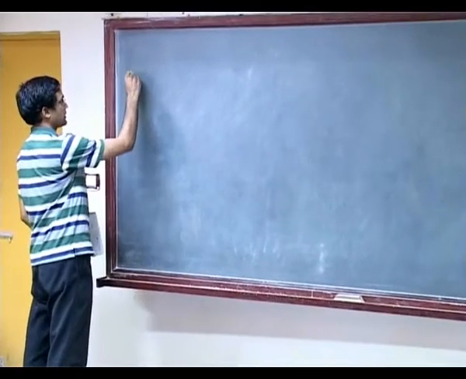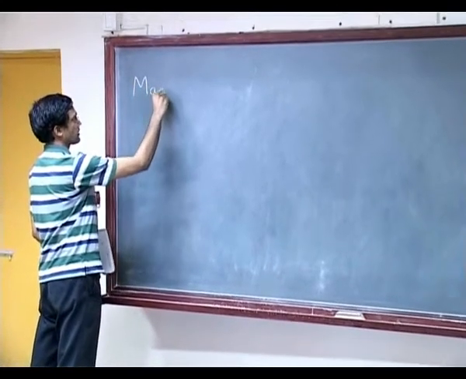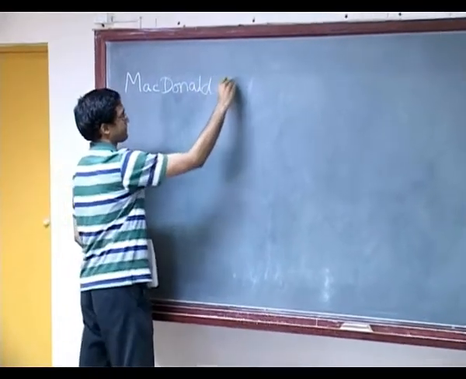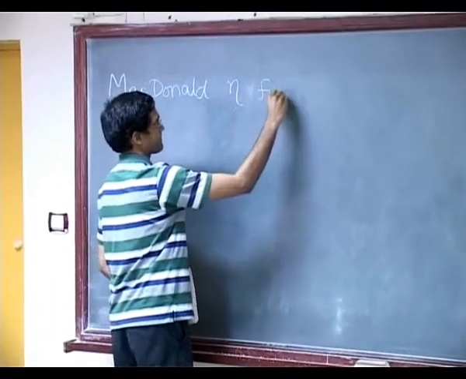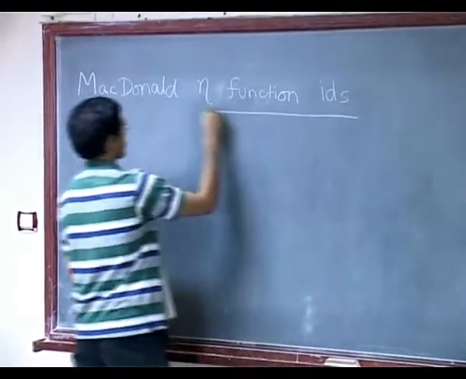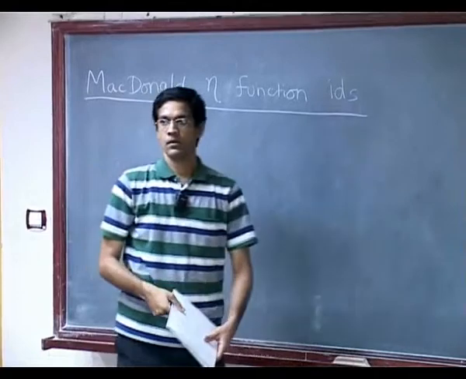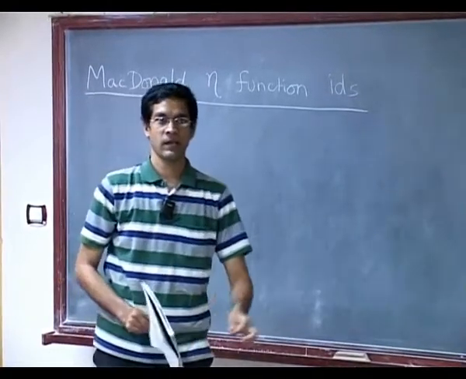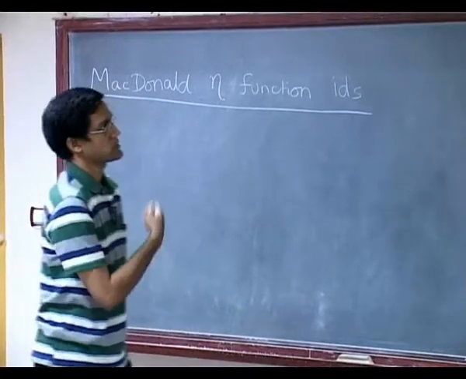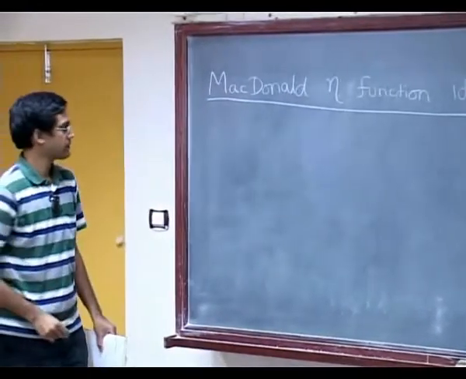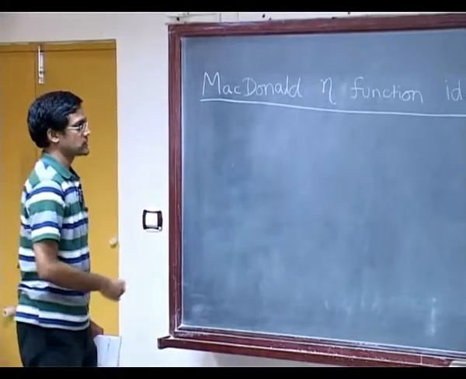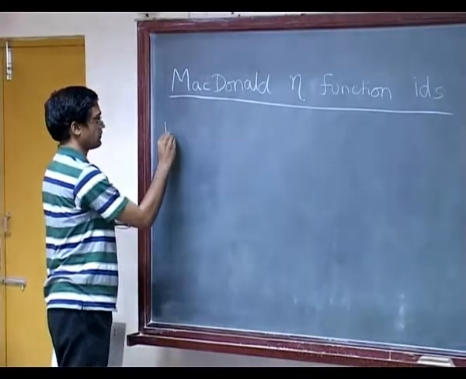So, I am going to try and get to the proof of the Macdonald eta function identities. But again, I'll go a little slow. First, start with something that's somewhat more familiar. The starting point for this eta function identity is really the Weyl character formula, and we have already seen this.